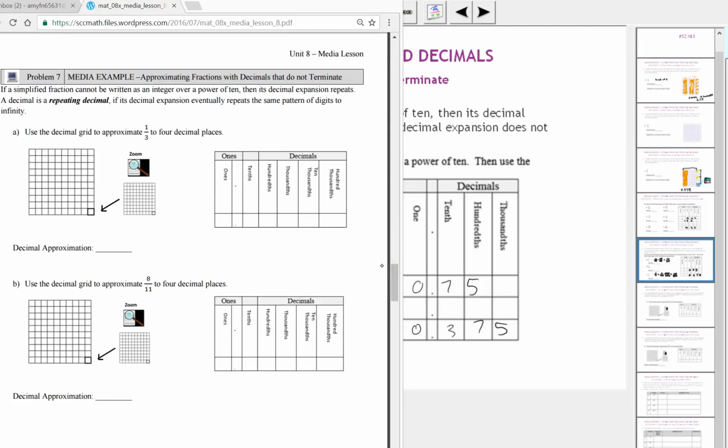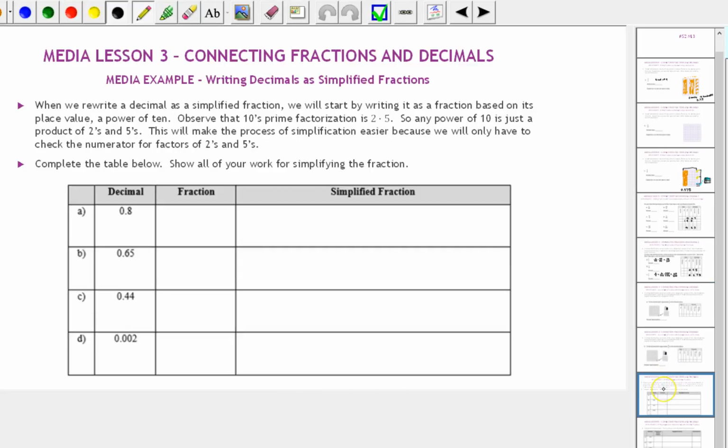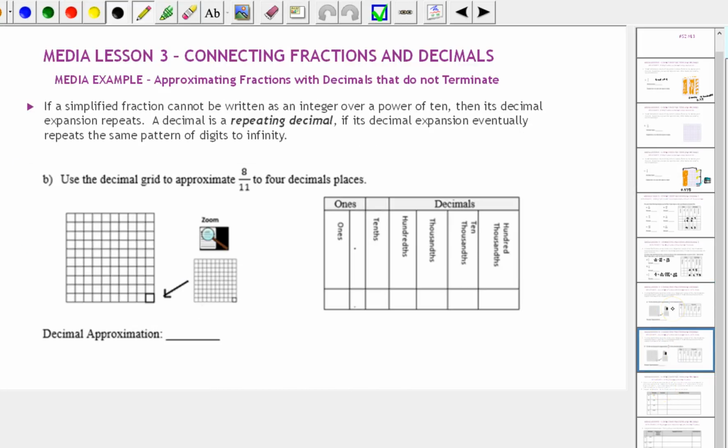And then we want them to see the idea of rational numbers whose decimals do not terminate. So let's look at 8/11ths. That one's a little trickier. We want them to shade 8/11ths and approximate it to 4 decimal places, and we know we have the zoom here. The denominator's prime factorization is not a product of 2's and 5's, so we know this is going to repeat. So we want them to see this repeating idea. The previous one, 1/3, is easier for them to see, but I thought I'd do this one first.